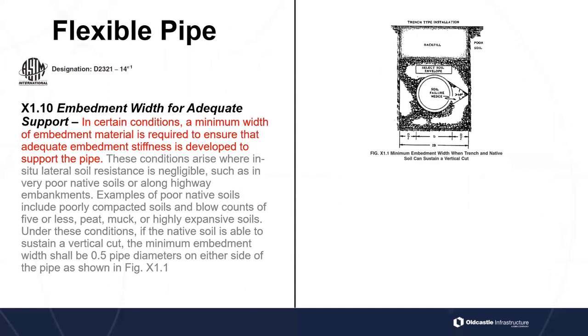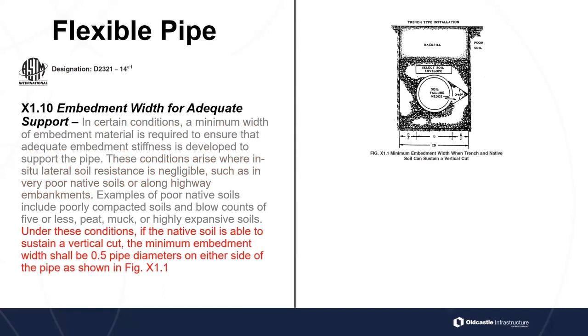Okay. So when we look at embedment, this is again from 2321. I shifted flexible pipe over to the left-hand side here just so that I could show the example and the image on the right. When we look at that X1.10, this is again from that appendix that tells us what we need to do to make sure we have a satisfactory installation. In certain conditions, a minimum width of embedment material is required to ensure that adequate embedment stiffness is developed to support the pipe. These conditions arise where in situ lateral soil resistance is negligible, such as in very poor native soils or along highway embankments.